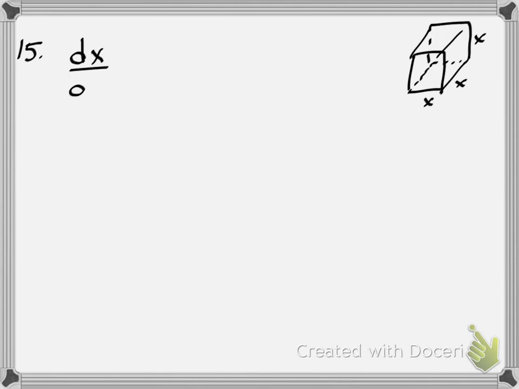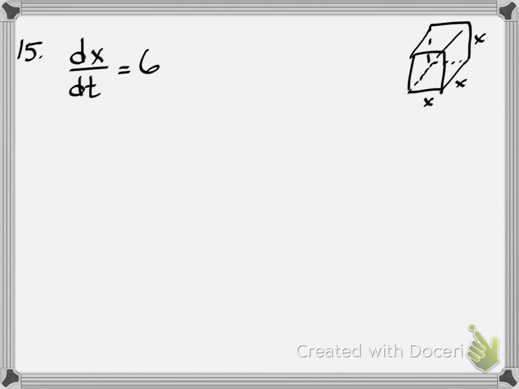All right, 15. All the edges of a cube are expanding at a rate of 6 centimeters per second. So let's talk about our cube. Cubes are 3D squares, right? All the sides are the same shape and size, so the length and the width and the height are all the same. So if I call that x, then the rate that the edge is changing is dx/dt, 6 centimeters per second.